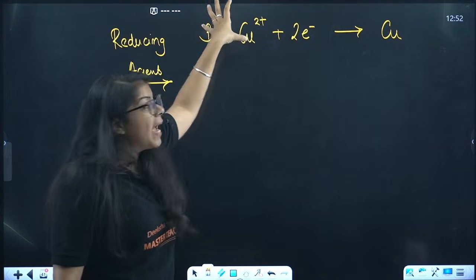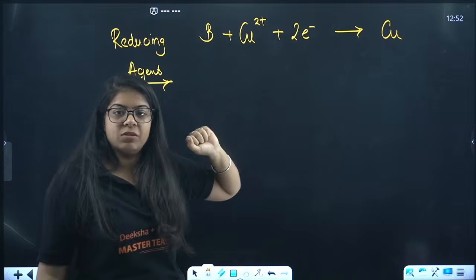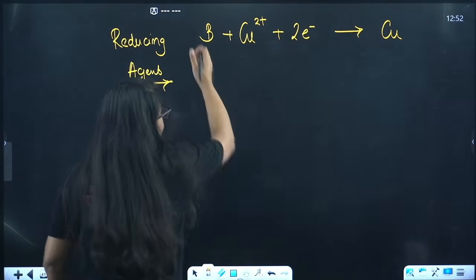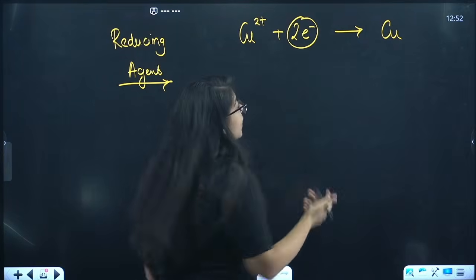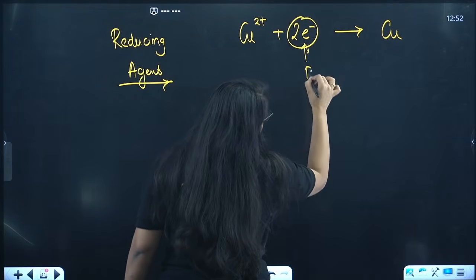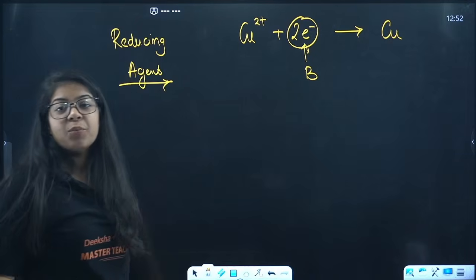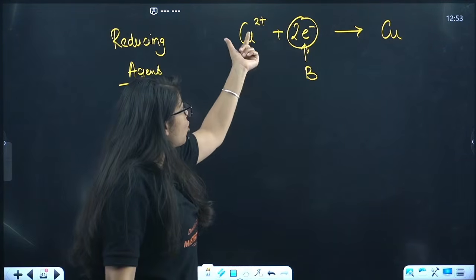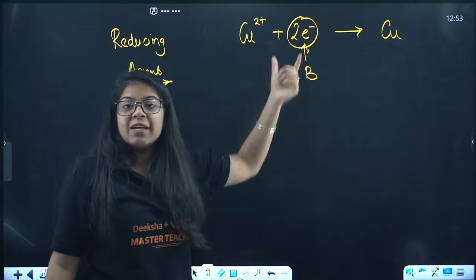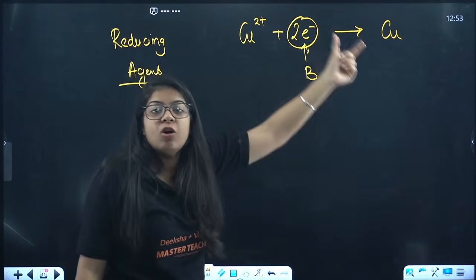Now this agent is making Cu gain electrons. This agent actually is giving these electrons. These 2 electrons will come from somewhere, right? Where did it come from? Agent B. Agent B provided us these 2 electrons. So agent B helped copper to get reduced. Agent B did the reduction of copper.